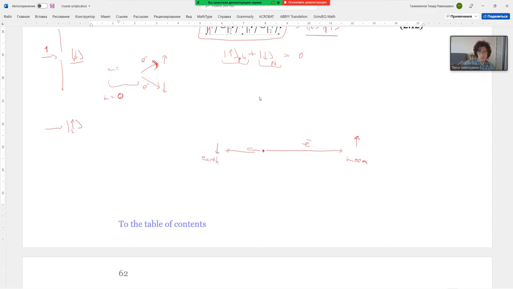You can argue, as before, that before the measurement, just right after the generation of this pair, one electron had spin up and the second electron had spin down, and all we do is find out at the moon that this electron was spin up.